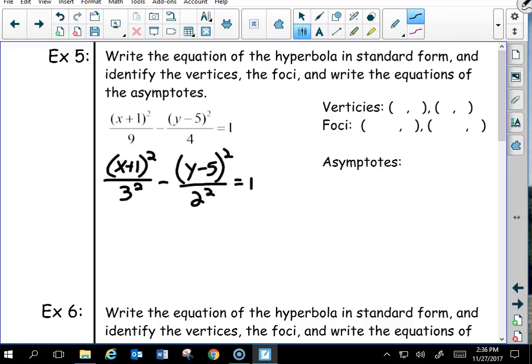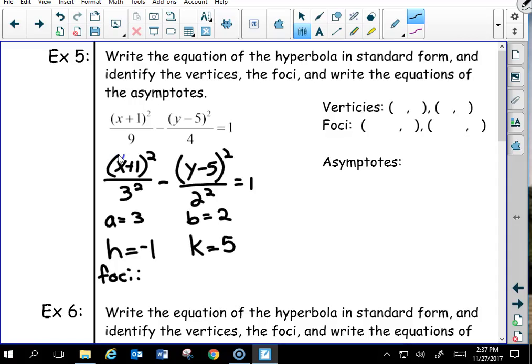And that means that a is 3, b is 2, and let's also identify h, k, our transformation. h is, we're going to change the sign, it's -1, pulling the number out of the parentheses next to x and y, and k, our up-down transformation, is +5. So this is going to move it off of the origin to the center at x equals -1, y equals 5.